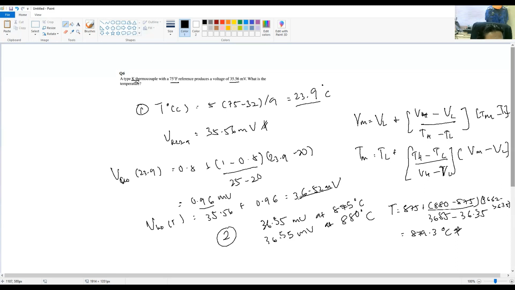Step number 2, you have to refer to the table. The table has a range, so this voltage is between 35.55 and 35.55, sorry, between two values, maybe the range here, 36.52. Then you can use the interpolation formula to get the temperature. So that is the solution for question number 6.